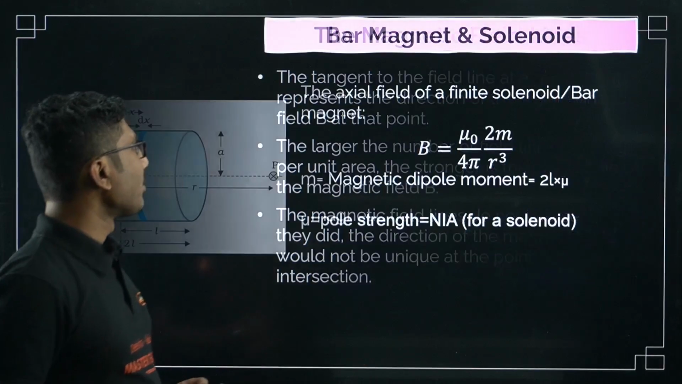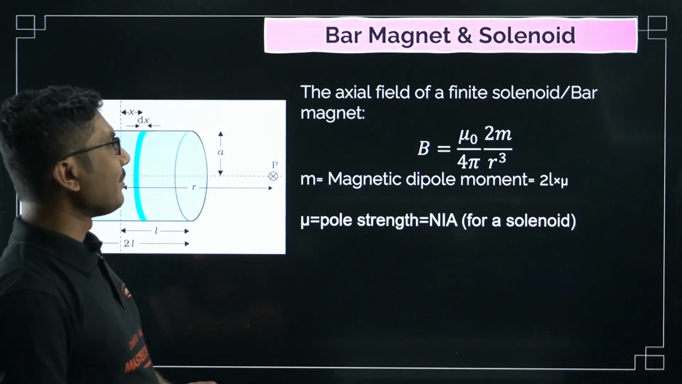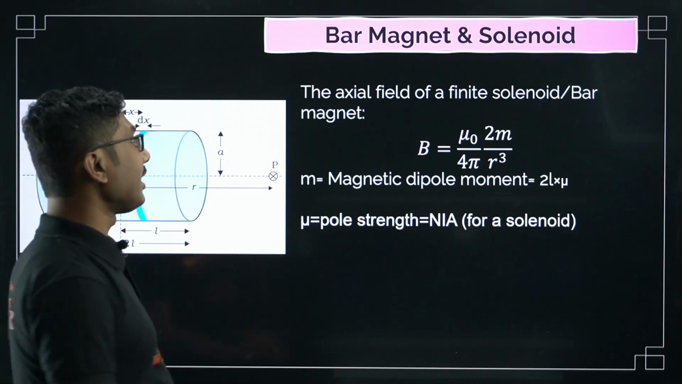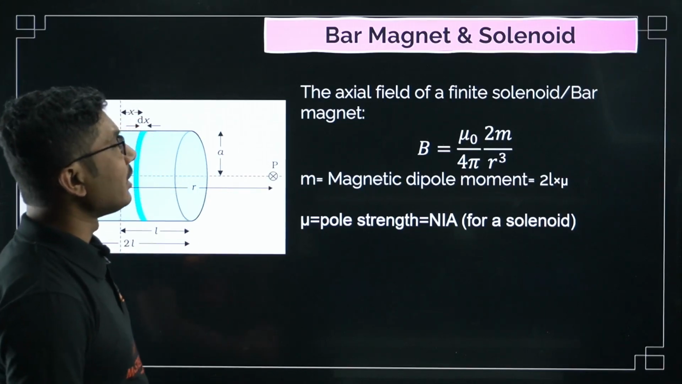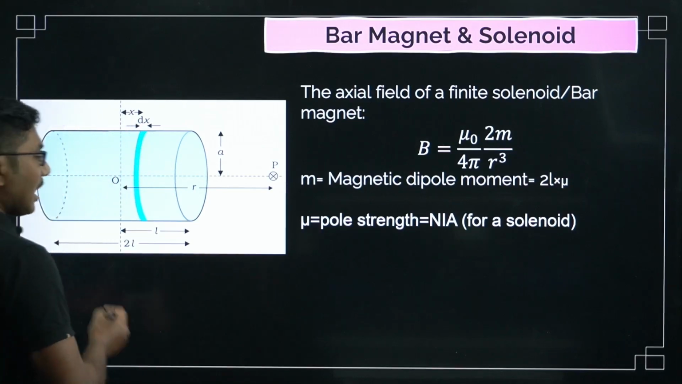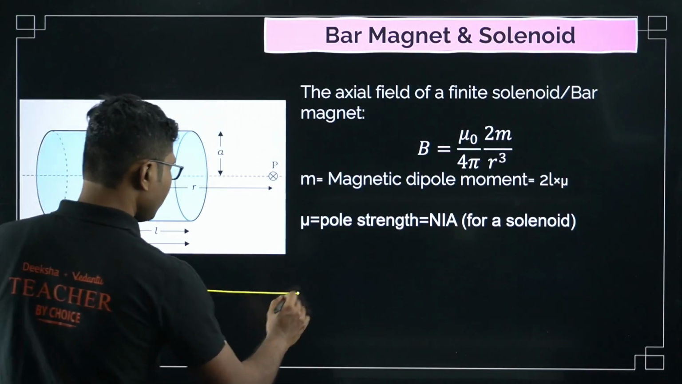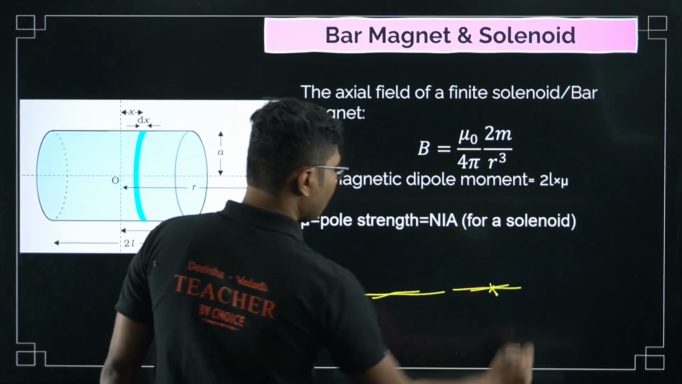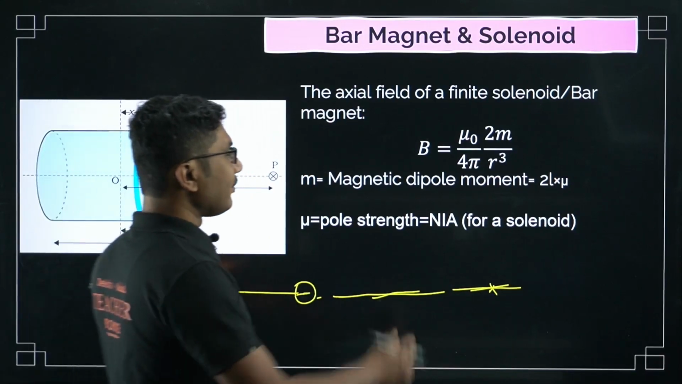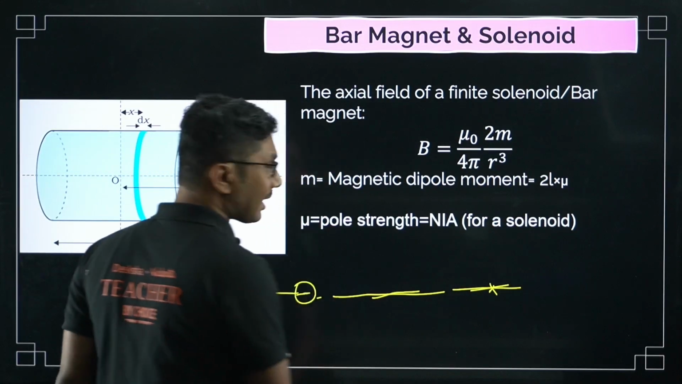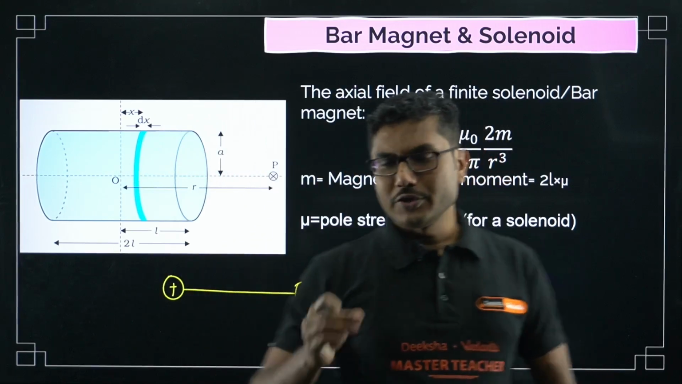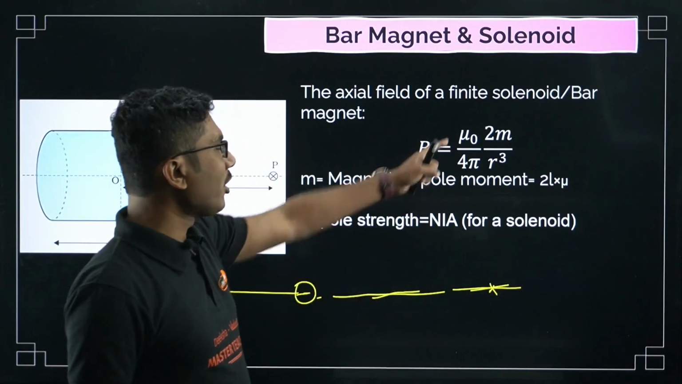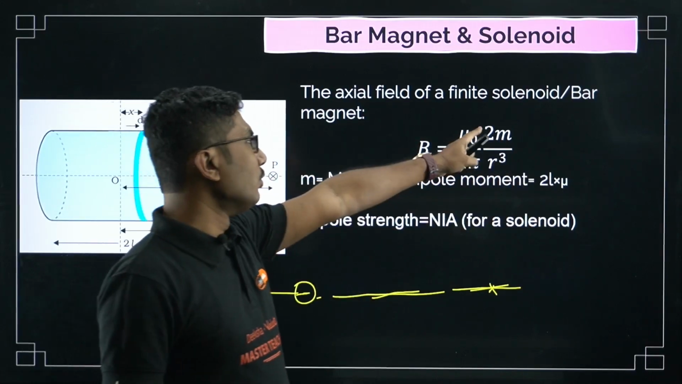Easy to remember. Now let's see some formulas. Bar magnet and solenoid. This formula is valid for a bar magnet as well as a solenoid: the axial field of a finite solenoid or a bar magnet. Axial field means the same way you did for the electric dipole, you did it for the magnetic field on the axis of the dipole. Similarly, if you consider a large distance from the bar magnet, which is not as small as a dipole, you have to consider the distance reasonably. So that magnetic field is basically given by mu naught by 4 pi into 2m by r cube.